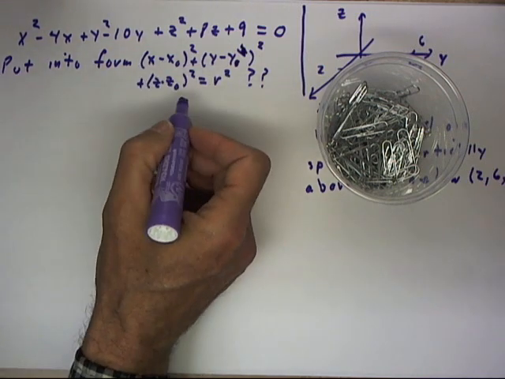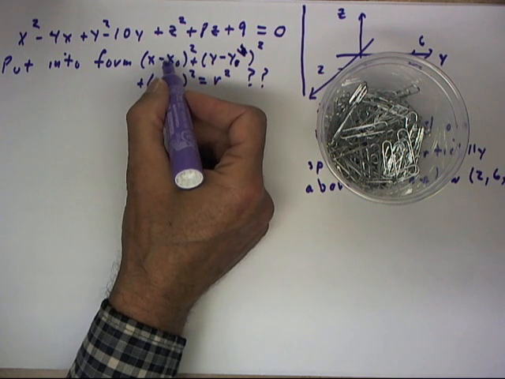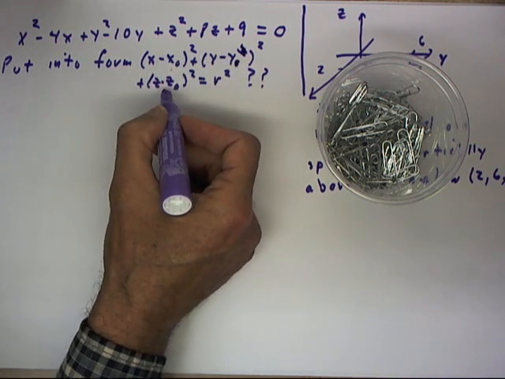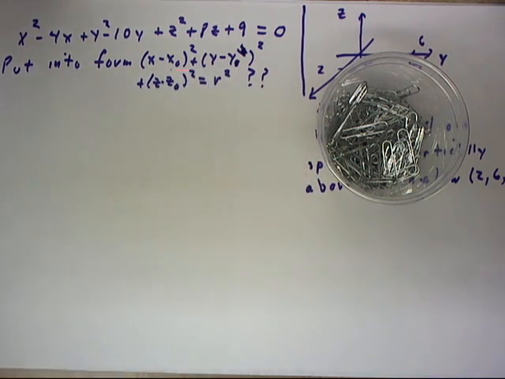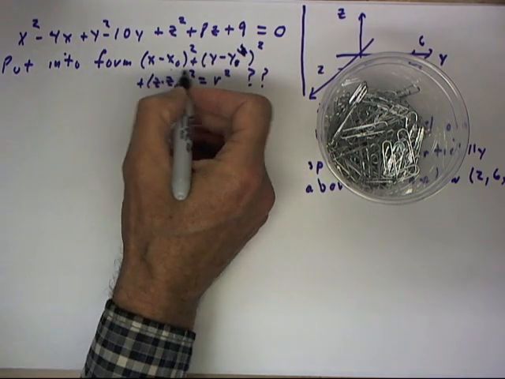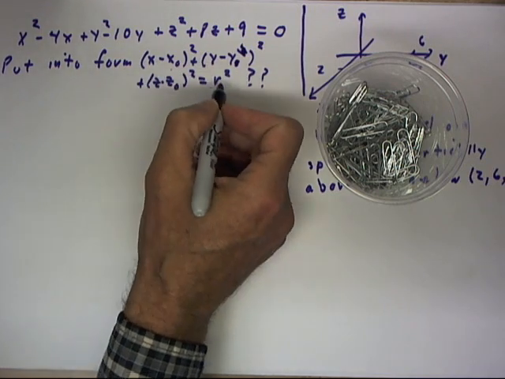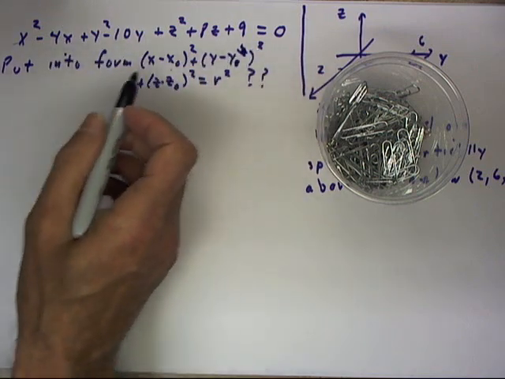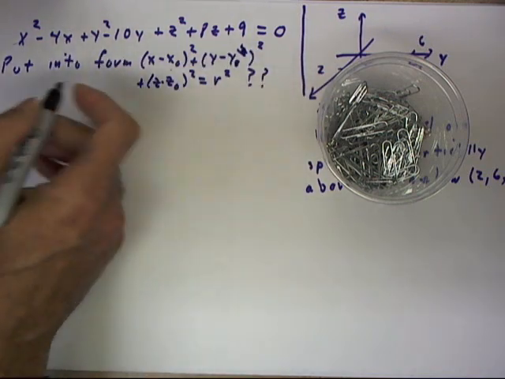In other words, the form in which we can easily read off the values of the coordinates of the center point, x naught, y naught, z naught, and the square of the radius, so that we can find the location and radius of this sphere. So, if we have this equation, we can accomplish this.